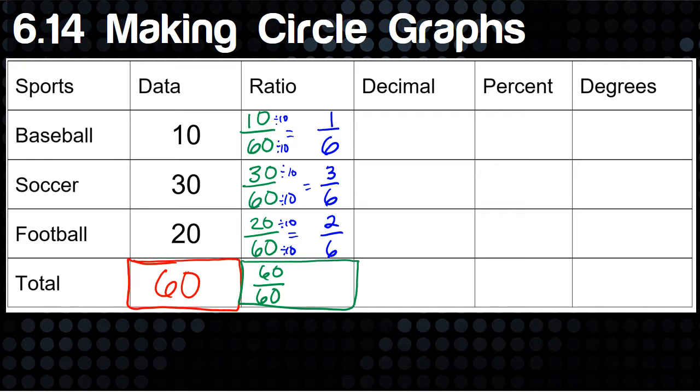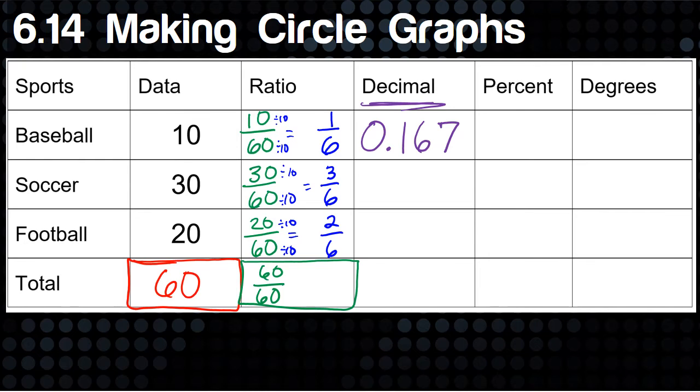But we need to figure out some other data here. We have decimal, percent, and degrees. For the decimal, you're going to take your handy dandy calculator and do the numerator, which is 1, press the divided by symbol, then 6, and press the equal sign. You can see that comes out to 0.16666666667. For this one, we're going to keep it to the thousandths place, so we're going to do 0.16 and round up the thousandths to the seventh place.